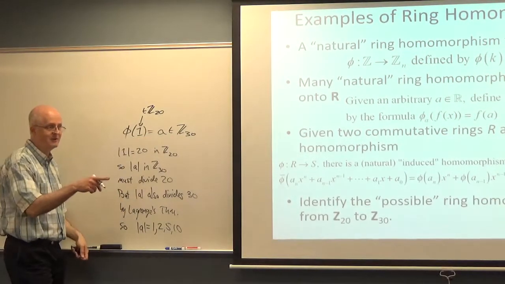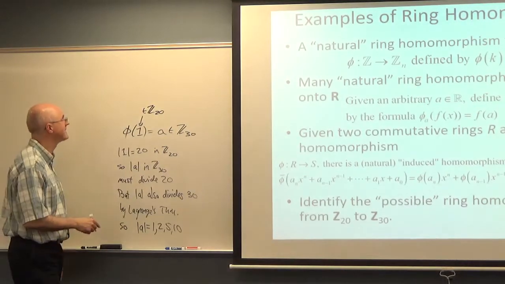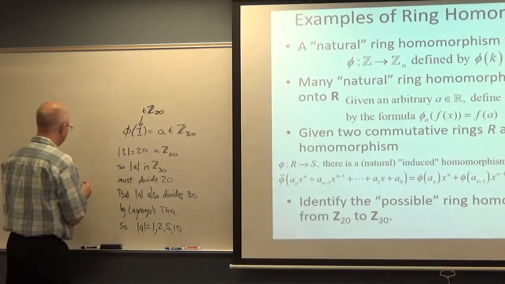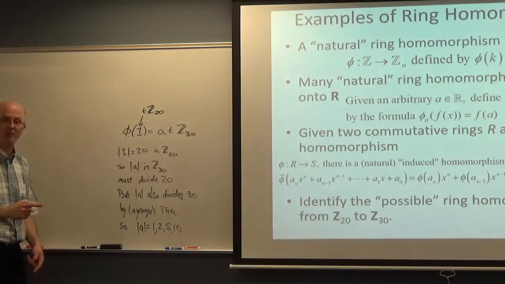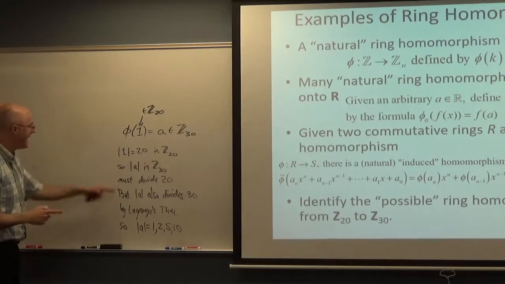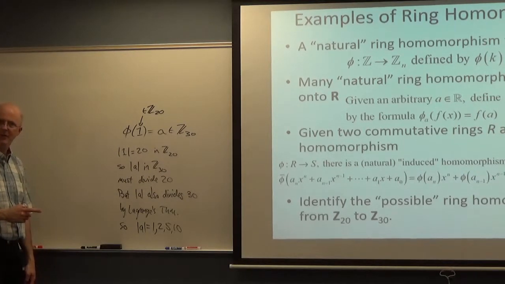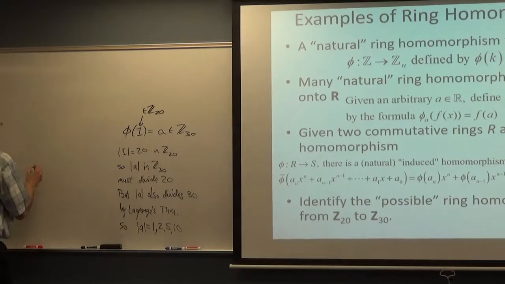But you also learned, both from the reading and from your assignment, that because phi is a ring homomorphism, A squared has to equal A. A has to be an idempotent. Remember that in the assignment?